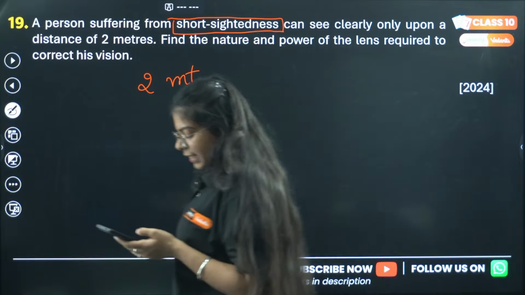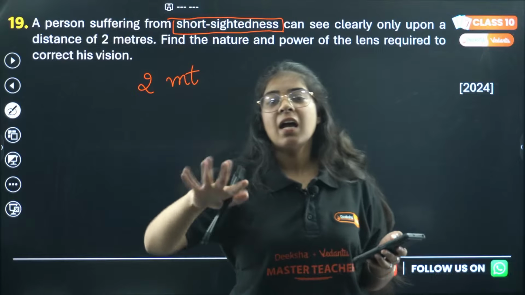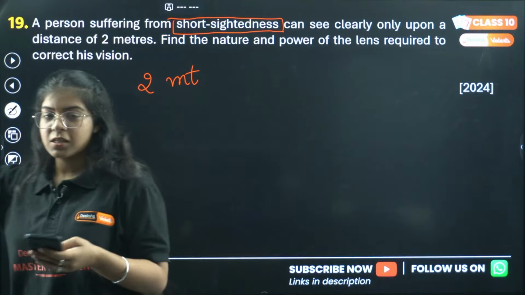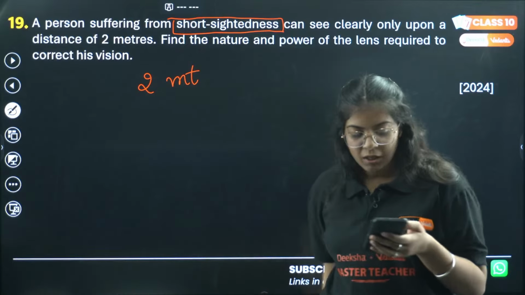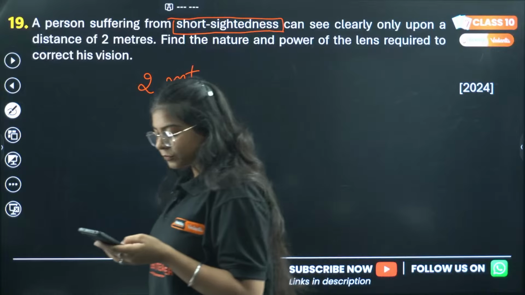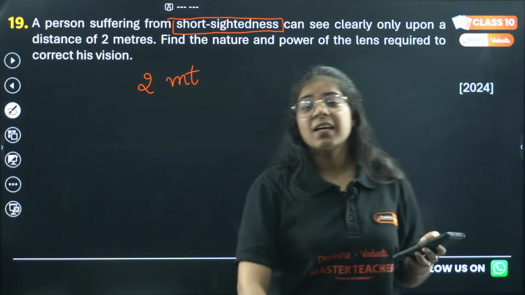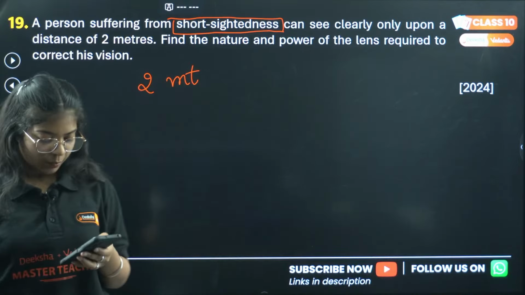Now, can anyone give me the answer to this question? Just give me a quick answer on what is the distance of object or what is the distance of image. Give me the answer of these two questions, then I'll do the question. What is the object distance here and what is the image distance here? Let me know in the comment.